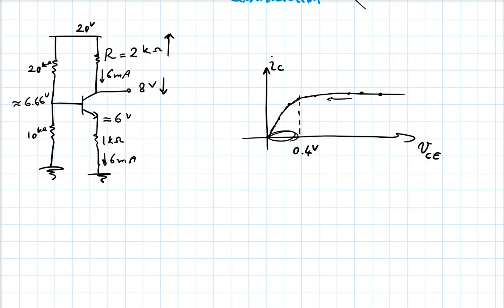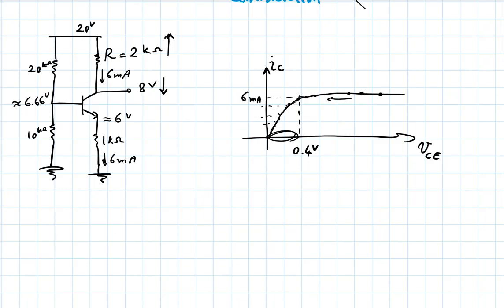So now let's see what happens. My base is at 6.66 volts. My emitter is at 6 volts. My emitter current is still 6 milliamps, but the collector current is going down significantly. If it was approximately 6 milliamps before, when I was in active, same as the emitter current, now it's no longer that, because it keeps going down to smaller and smaller values.